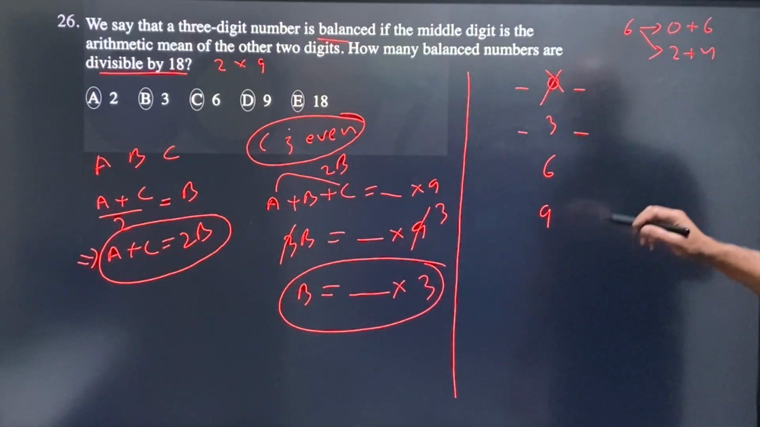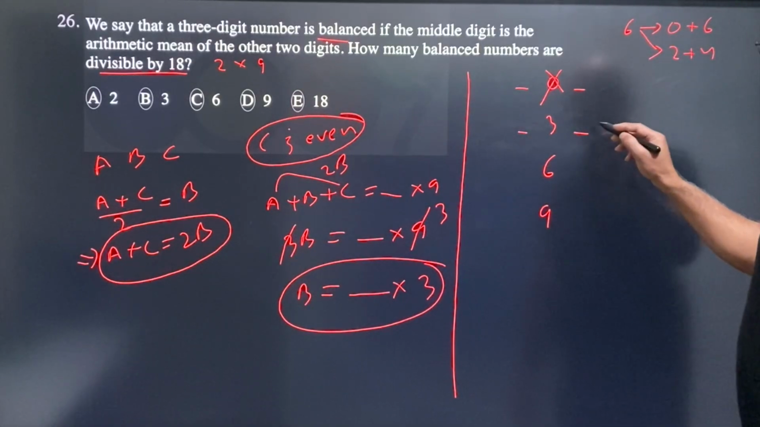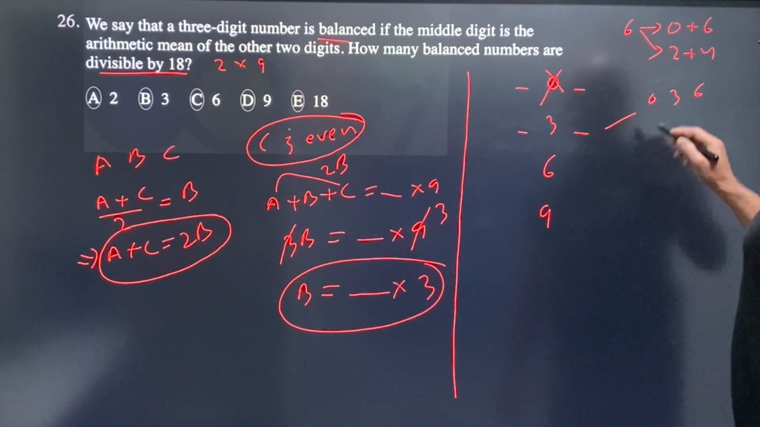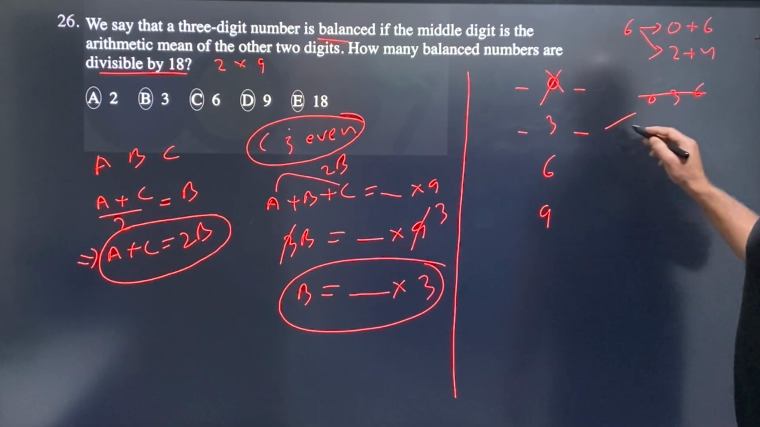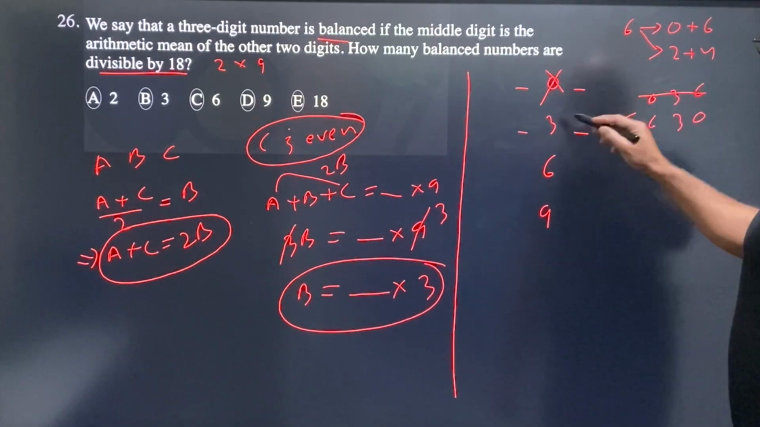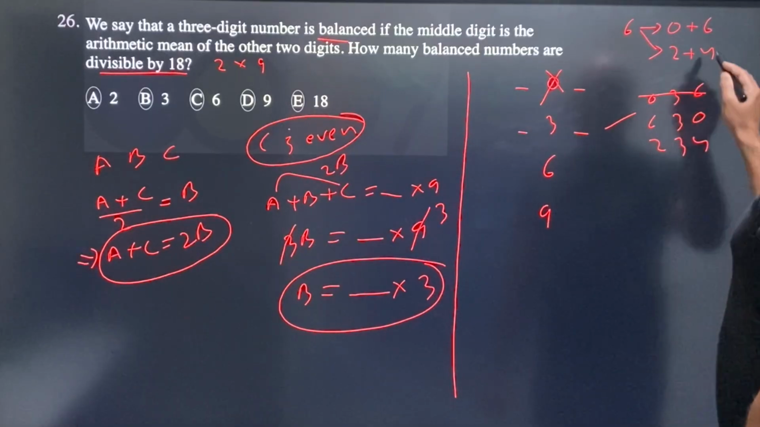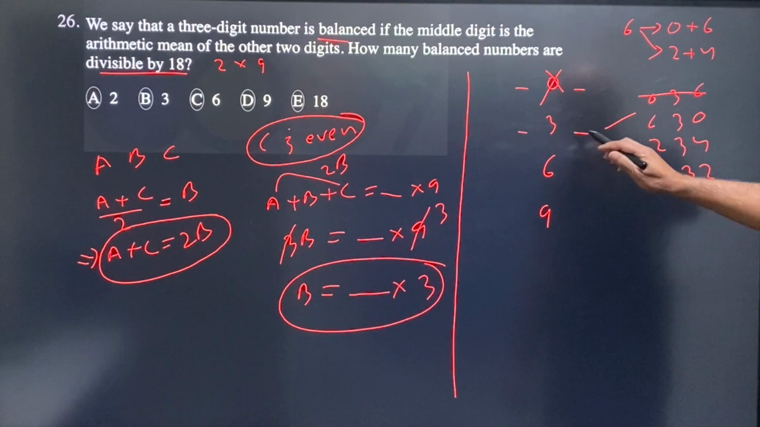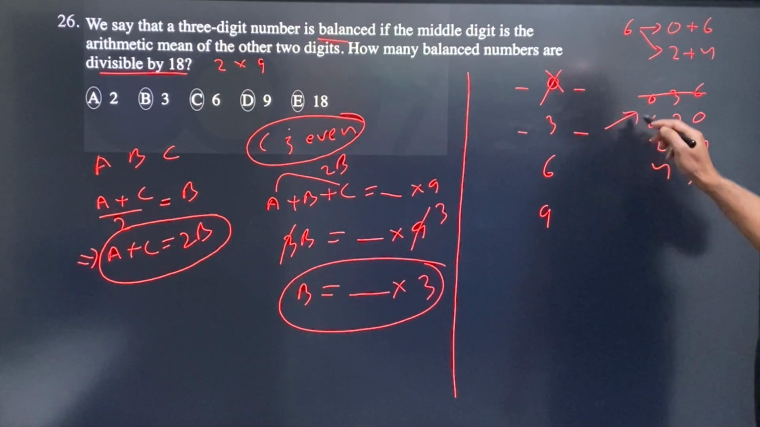So from here, I can get 0, 3, 6, but this is not a 3-digit number, it's not going to work. But 6, 3, 0 is fine. And then 2, 3, 4 or 4, 3, 2. Okay, so I get 3 from here, right?